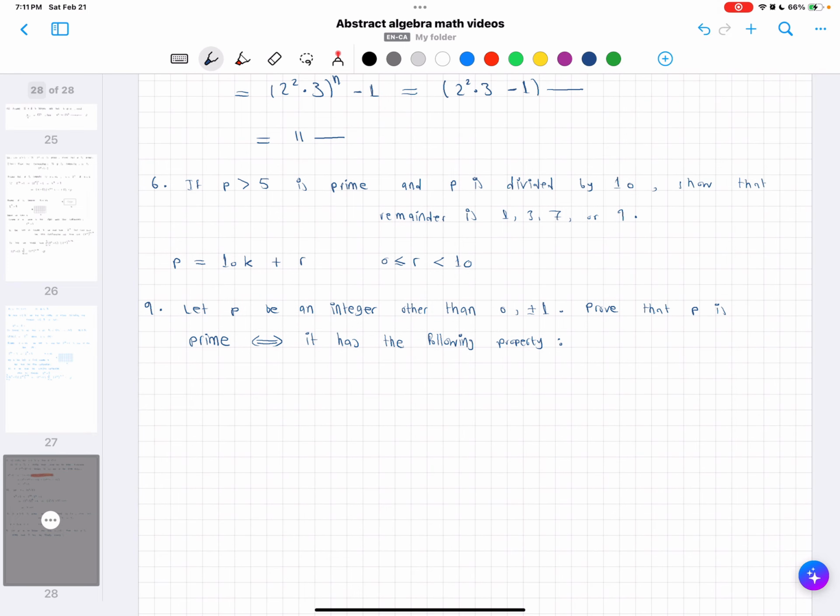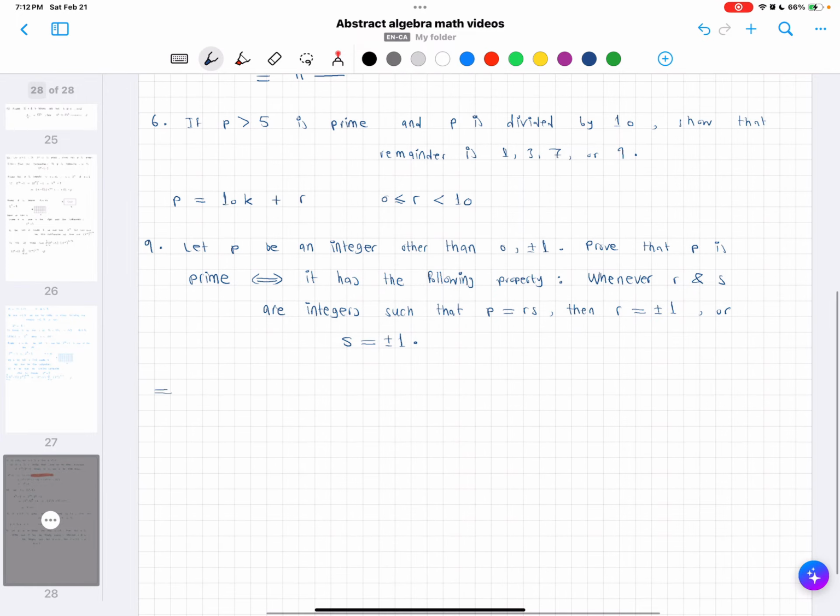Whenever R and S are integers such that P is equal to R times S, then R is equal to plus or minus 1, or S is equal to plus or minus 1. So let's solve this problem.